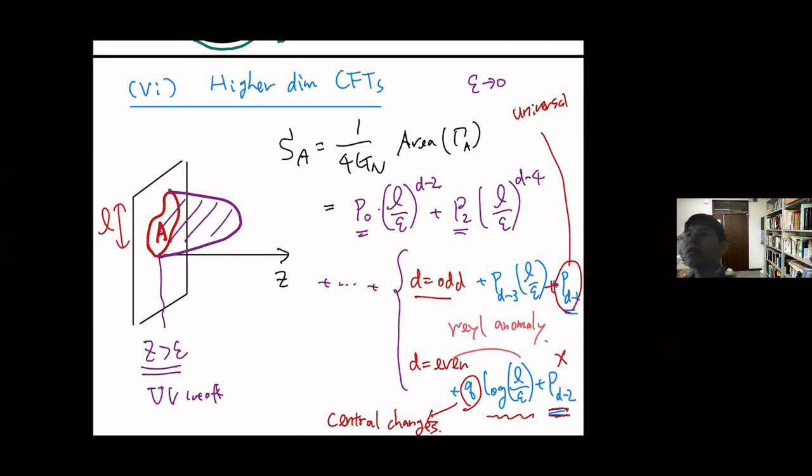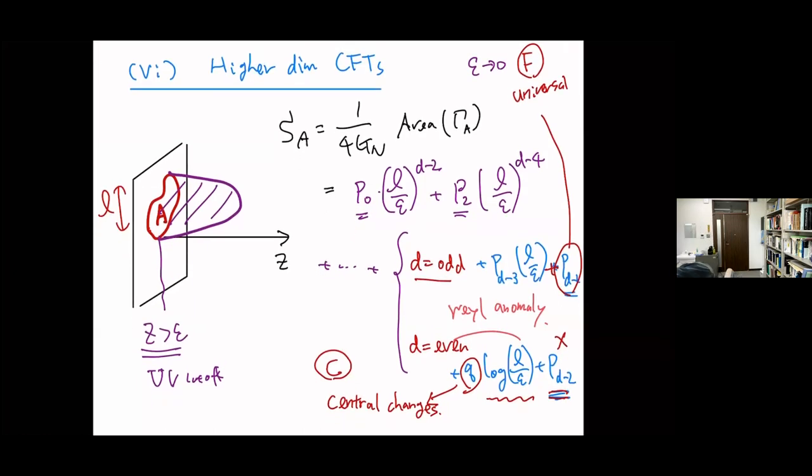You can also confirm this behavior from CFT calculations, and it agrees. In particular, you can directly compare the explicit value of the central charge term and this universal term. This is also called the F quantity, with the F theorem, and it is related to the central charge C. In an appropriate setup, both quantities are monotonically decreasing under RG flow. This is called the F theorem and the C theorem. That's very important. Okay, so these are the higher dimensional conformal field theory calculations.